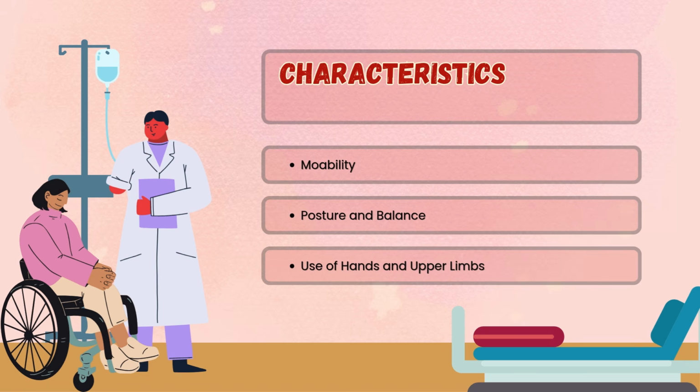Let us see the general characteristics of different persons coming under these categories. We are trying to understand the characteristics through their functional impact on the learner. Mobility. The learner may have difficulty with walking, standing, changing position, climbing stairs, or moving around the school. Some learners may walk independently, while others may require mobility aids or assistance.